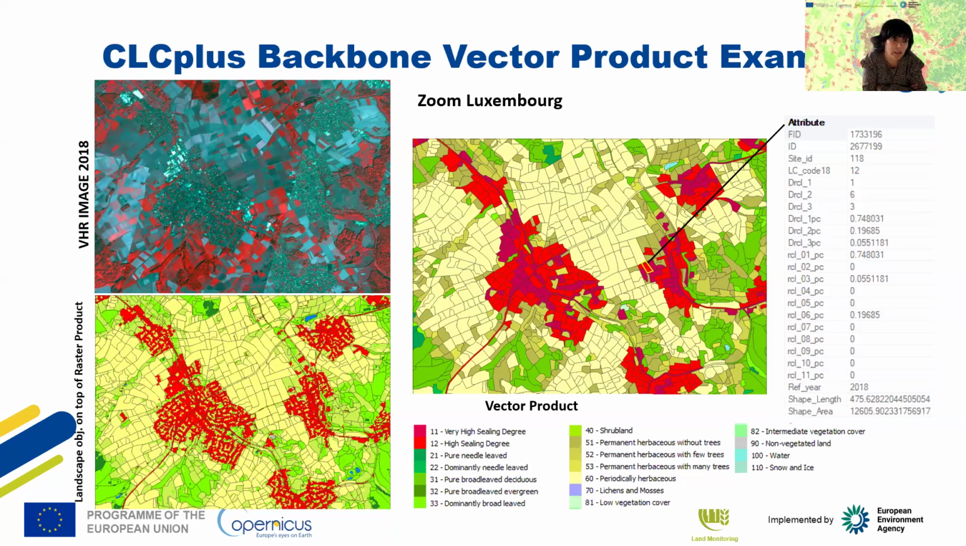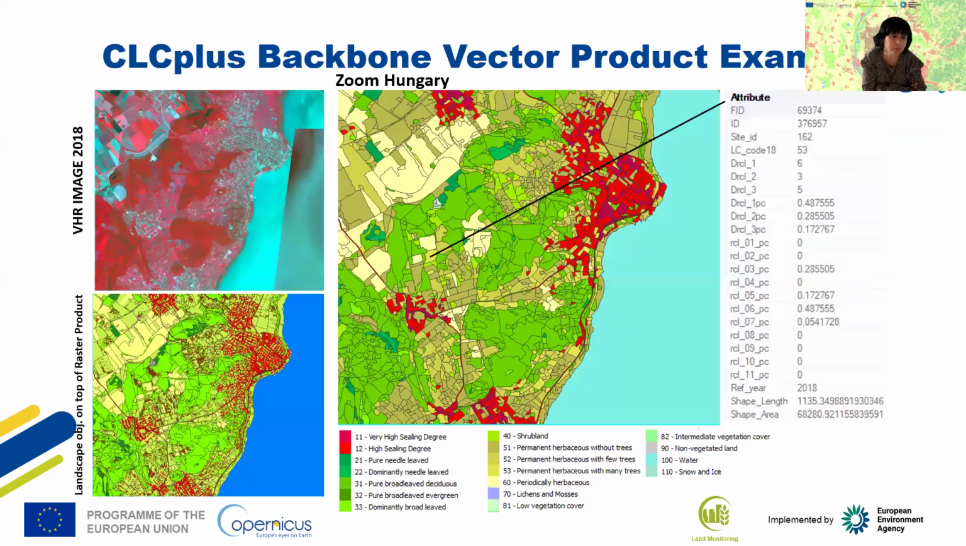So some other example, a bit different, in Hungary. In the next slide, please. You can see as well a small polygon that shows code 53, so permanent herbaceous with many trees, which should have between 30 and 50% of trees. If you check a bit, you can see that the first land cover coming from the raster is 6, which is this permanent herbaceous, if I remember correctly, yes. And the second one is class 3, which is broadleaf deciduous with around 30%, and the third one is shrubs with around 15%.